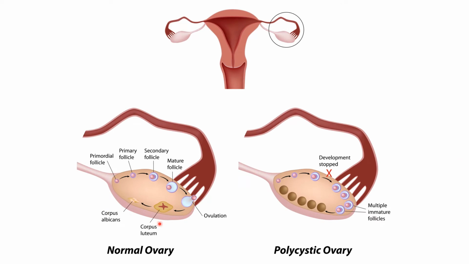So here you can see a normal ovary and a polycystic ovary. Here you can see development of the follicle. First it is a primordial follicle, then it becomes a primary follicle, next a secondary follicle, and then a mature follicle, and ovulation will occur. But coming to the polycystic ovaries, the development of the follicle is stopped. There are multiple immature follicles, which may cause many cysts on the ovaries.